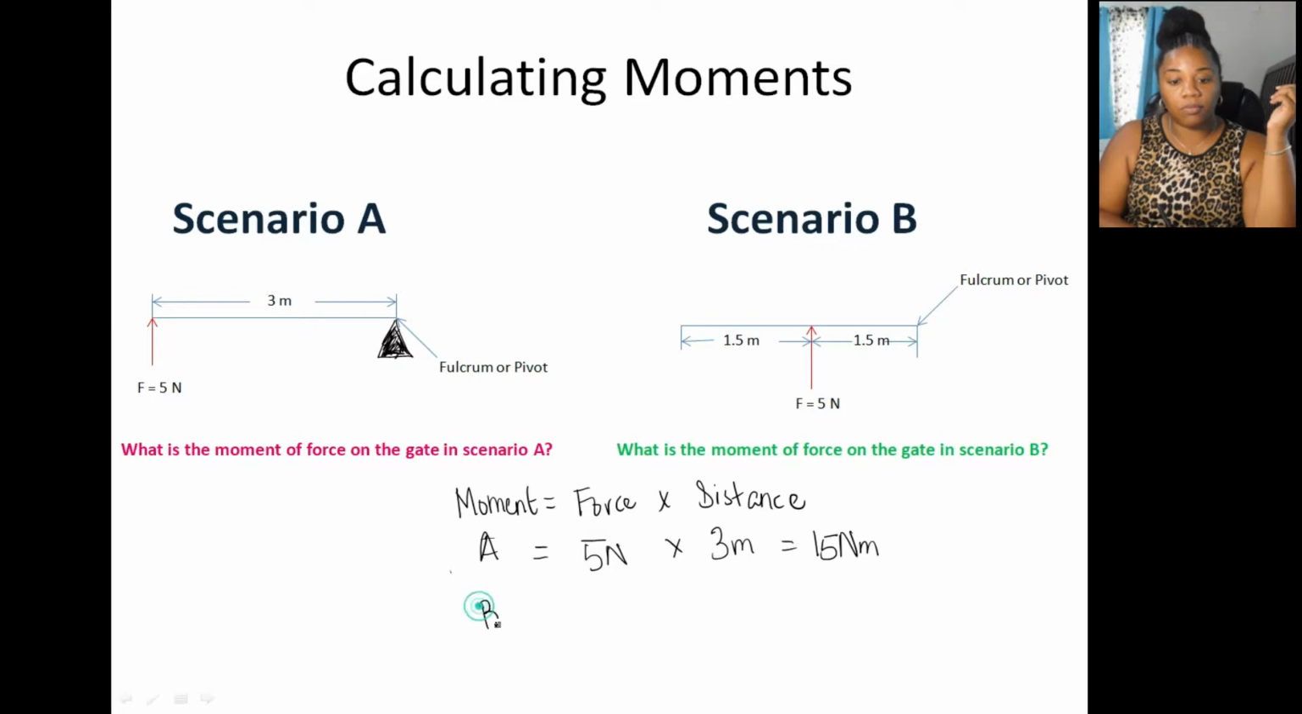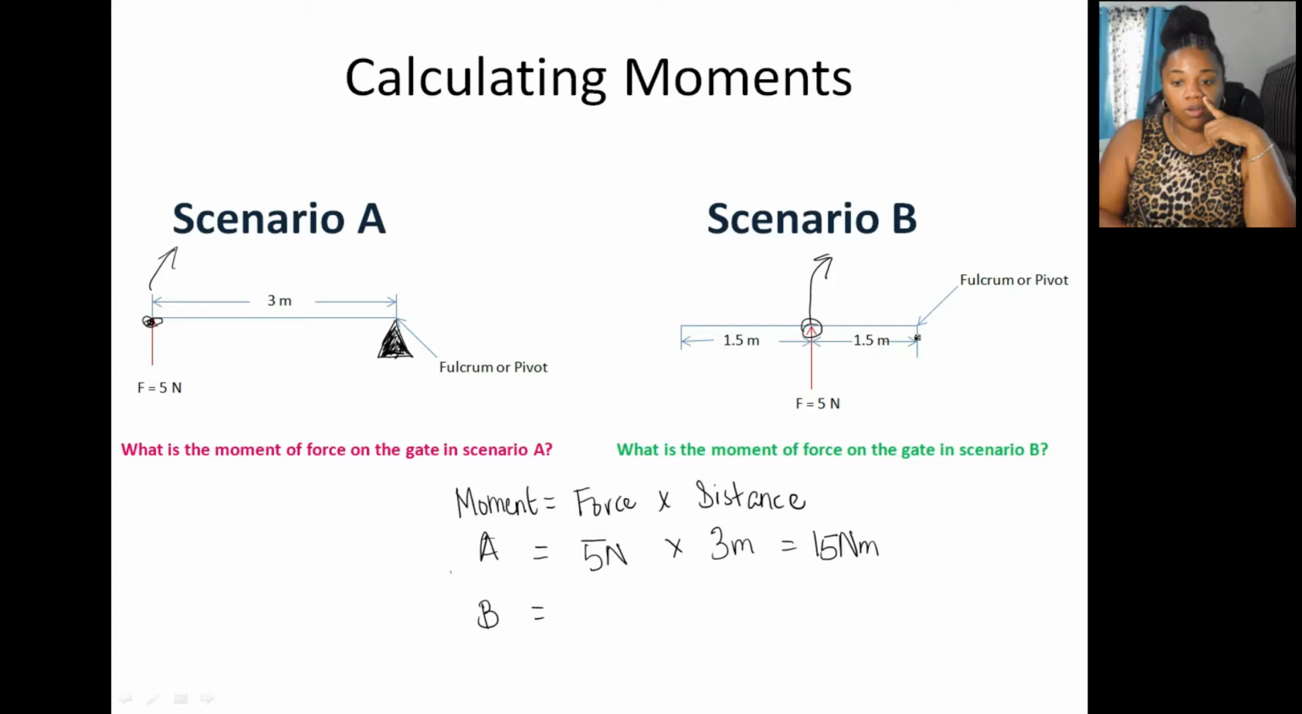For scenario B, we're imagining this is a door. So here will be the doorknob. And we're going to look at the door being opened that way. So it's going that way. And in this case, the doorknob is now in the center. And the door is being pushed in the same direction. However, the doorknob is halfway in between the door. And we want to see what the turning force would be like.